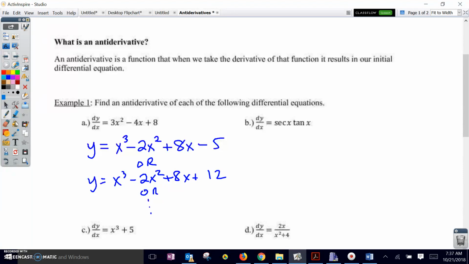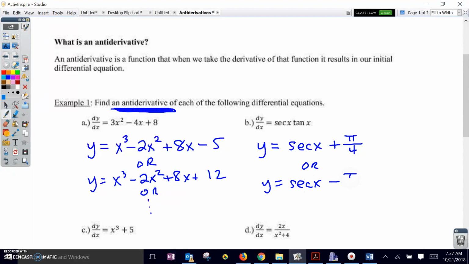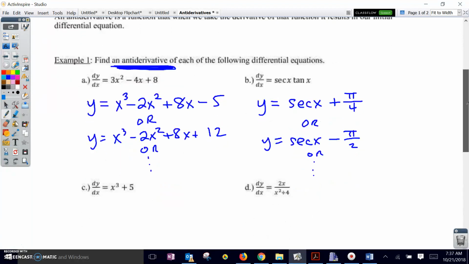Alright, part B, dy dx equals secant of x tangent of x. The antiderivative of dy dx is y. What, when I take the derivative of it, gives me secant of x tangent of x? Hopefully you know that that's secant of x. And then I can have any constant on the end here. Notice this question says find an antiderivative. So any of the infinitely many antiderivatives that I could write would be okay.